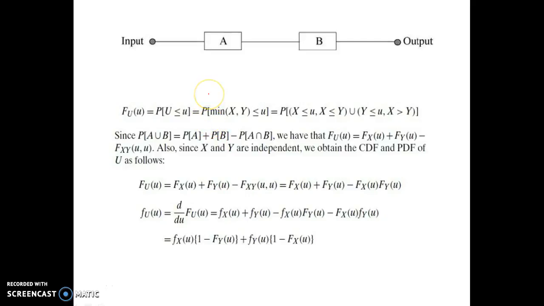Okay, we are concerned with finding the minimum of two independent random variables X and Y. The application of such a probability lies in finding the reliability of a series circuit. If two components A and B are connected in series, and we need to consider the reliability, then we have to consider the minimum of the two probabilities, or the minimum of the two reliabilities.